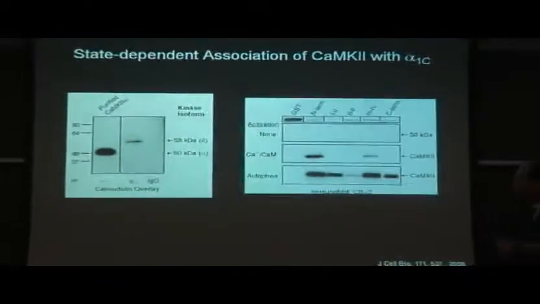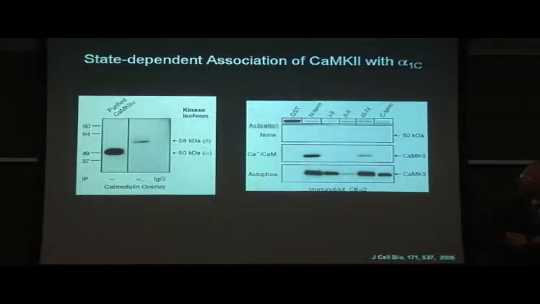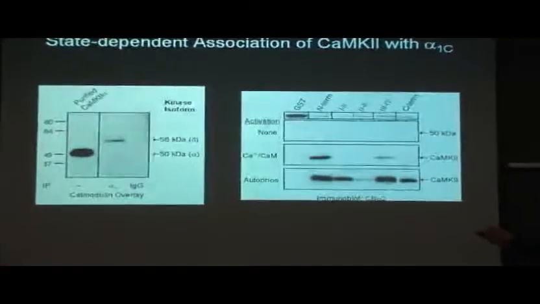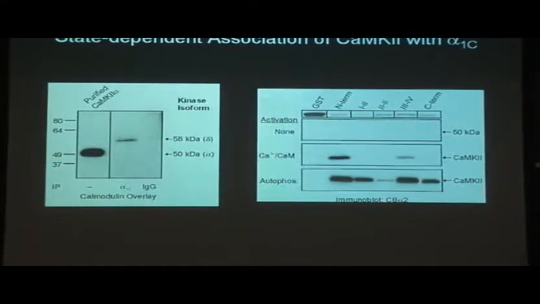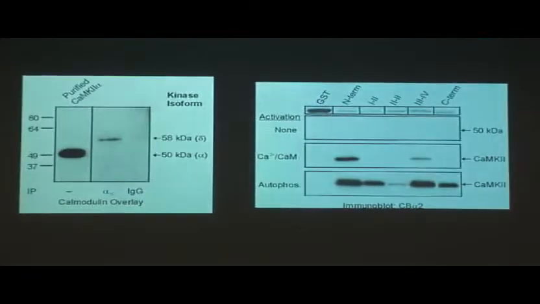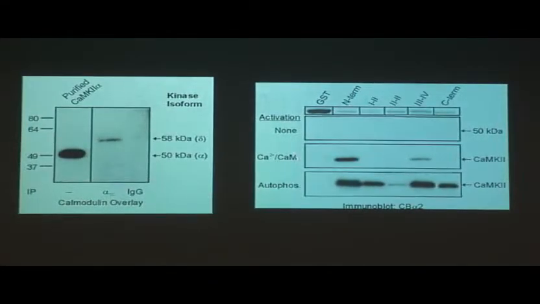But let me go back to the association. First of all, from isolated myocytes, we're able to demonstrate that the kinase and the channel are associated. So here is again immunoprecipitation of the channel from myocytes. And this is a calmodulin overlay because we didn't have an antibody that we felt was good enough to detect the delta form of the CaM kinase. What you can see is that with the calmodulin overlay, there's a single band migrating at about 58 kilodaltons. And this is just a positive control for a purified alpha subunit showing that the calmodulin overlay works. So it looks like in myocytes, the channel and the kinase are associated.